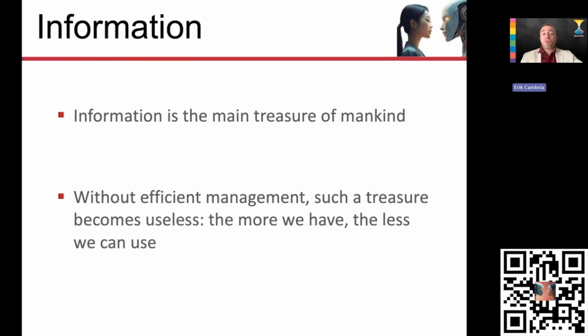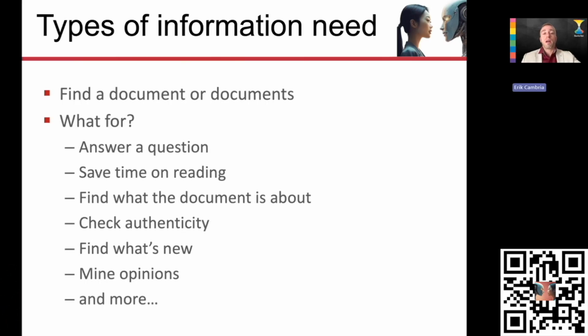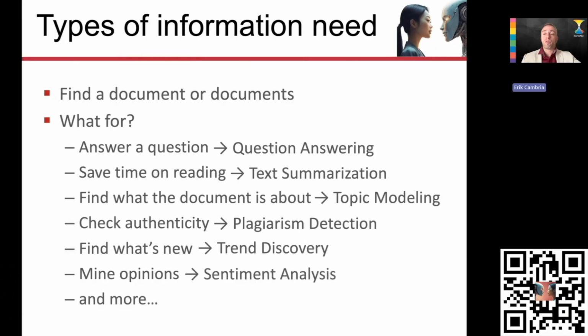Information retrieval is a classic topic that has been studied for decades, which encapsulates many other tasks. Ultimately, it's about satisfying the user's information need, including things like question answering, text summarization, topic modeling, plagiarism detection, trend discovery, sentiment analysis, and more.